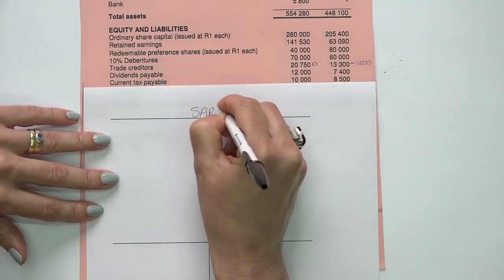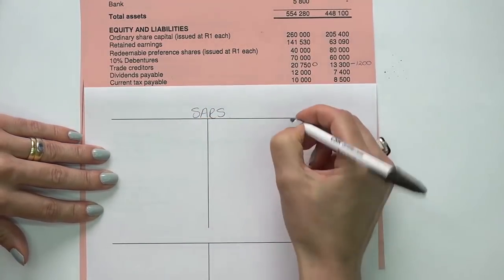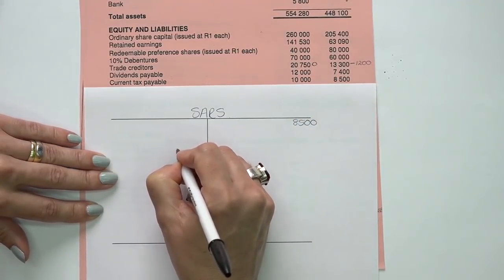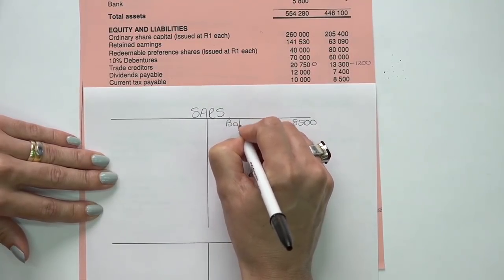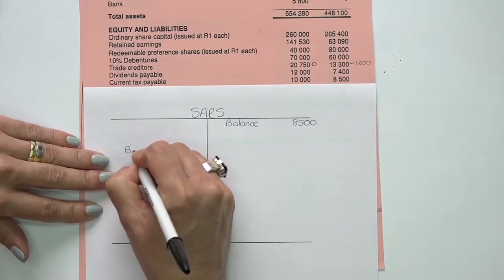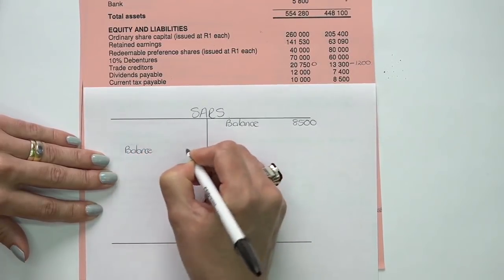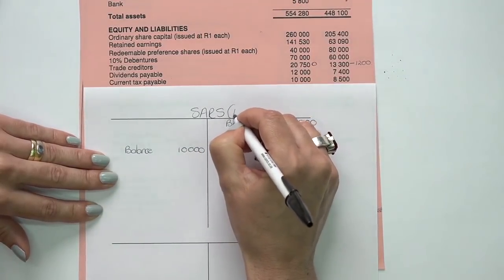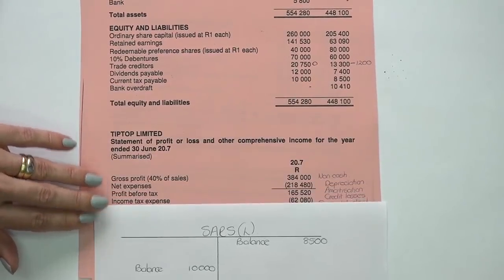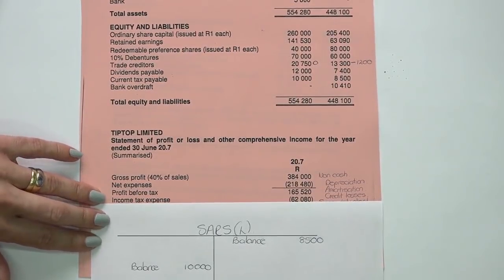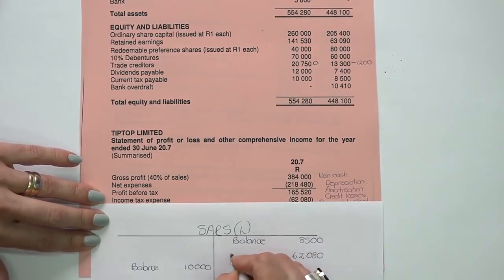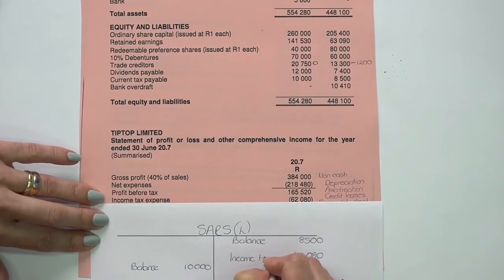to calculate the amount that we actually paid for tax. If we draw up our South African Revenue Services account, we started off owing SARS 8,500 Rand. At the end of the year, we had a balance due to SARS of 10,000 Rand. And during the year, we added to this liability, on the credit side, the income tax expense of 62,080 Rand.